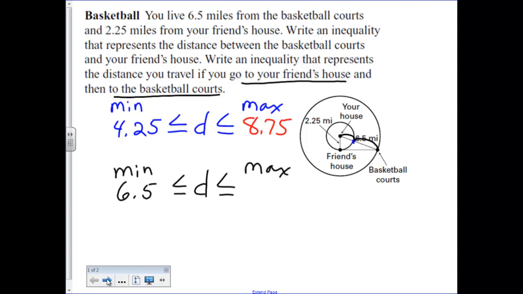But the maximum distance, a little more difficult to understand. You still have to have the friend's house on the other side of the circle, but you're going to go from your house to the friend's house, which is 2.25, back past your house, another 2.25, and then the remaining 6.5 miles to the basketball court. So your maximum distance on that side would be 11 total miles.